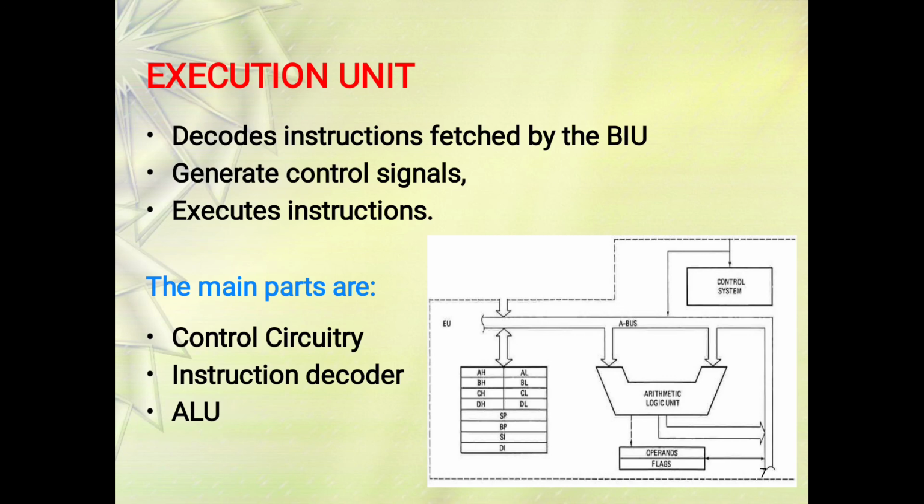For example, the execution unit. Right, the function of the execution unit is to decode instructions fetched by the bus interface unit, generate control signals, and execute instructions. The main parts are control circuitry, instruction decoder and the ALU.